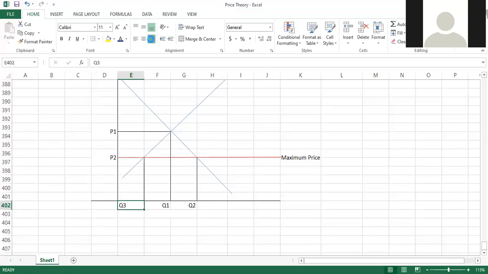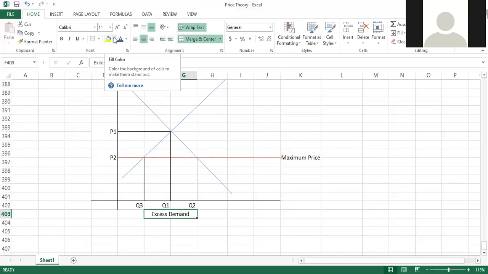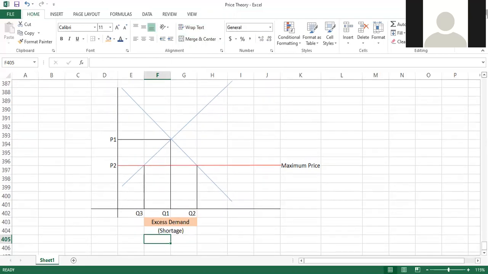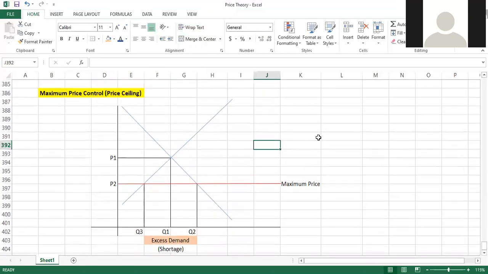Since the quantity demanded increases and the quantity supplied decreases, immediately there will be excess demand in the market. So this is the excess demand. Excess demand, as you correctly mentioned, means there will be a shortage in the market. This is the normal result as soon as the maximum price is introduced: there will be a shortage in the market.